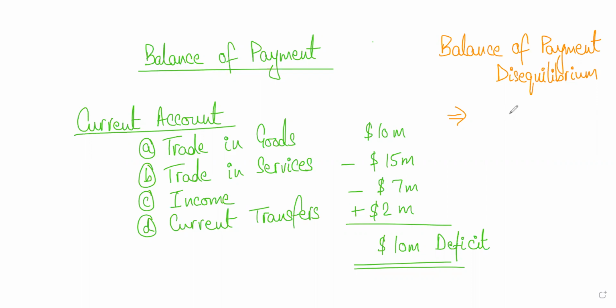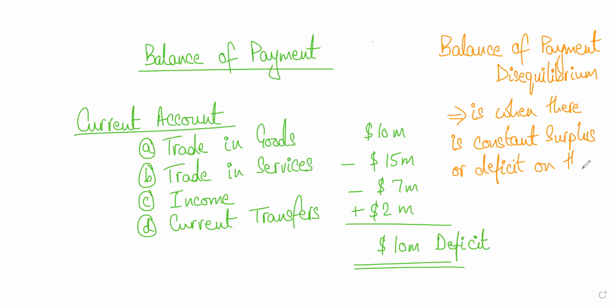What is balance of payments disequilibrium? This is the definition I'm writing. It is when there is a constant surplus or deficit on balance of payments, that is known as balance of payments disequilibrium. And when there is a constant surplus or deficit on the BOP, which is balance of payments, that is known as disequilibrium. Right? Now let's break this down.